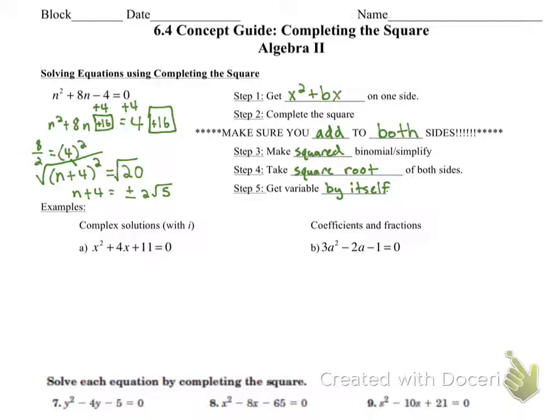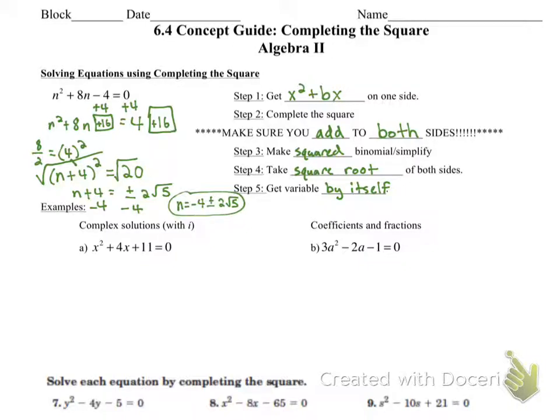When I simplify square root of 20, that gives you 2 square root 5. And remember, whenever you take the square root of a number, that gives you plus or minus that number. From here, I'll subtract 4, and I'll get n equals -4 plus or minus 2 square root 5. Remember, that is two solutions. That's two roots of the quadratic, but you can leave it in that form. That's completely fine.